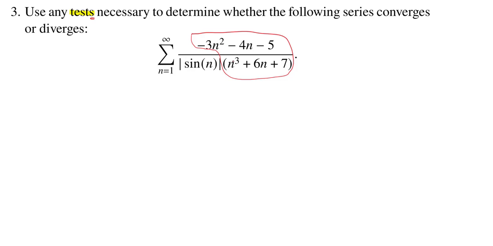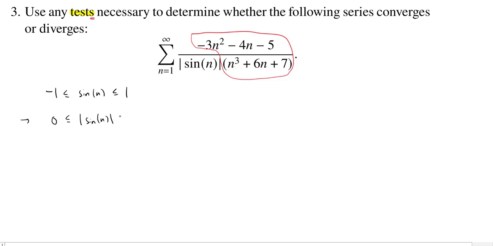But there is this sine, right? And we want to see how that's going to affect things. So let's write down what we know about the sine function. We know that the sine function is bounded. All right, it's bounded by -1 and 1. And if I take the absolute values, then you can't get any of these negatives anymore. So the absolute value of sine of n will be bounded by 0 and 1.